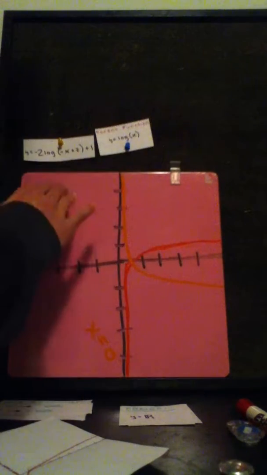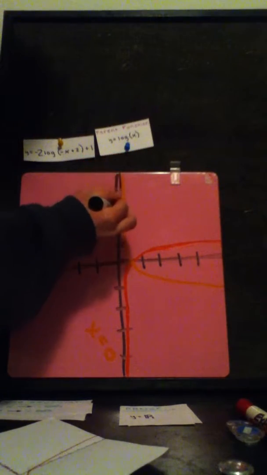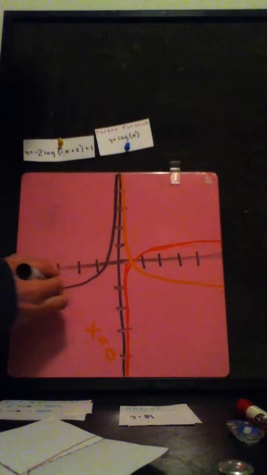The next thing we're going to do, well, the vertical stretch is next, but those are easier to do last, so I'm going to skip ahead to the horizontal reflection, just taking this yellow line and reflecting it across the y-axis. So if I do that, it will look something like that. And the asymptote is still the same.